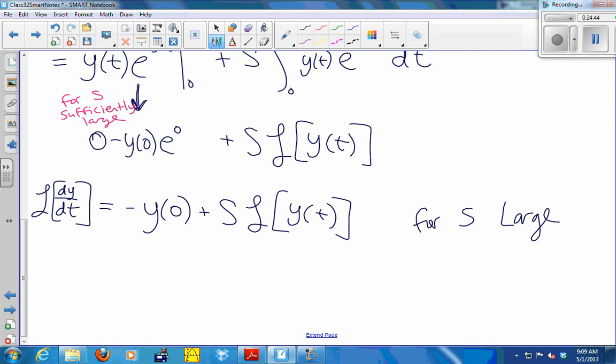So that is a really nice property when you're trying to solve differential equations, because it can get rid of the differential part of the differential equation. And now you just have a regular old equation that we learned how to solve years ago.